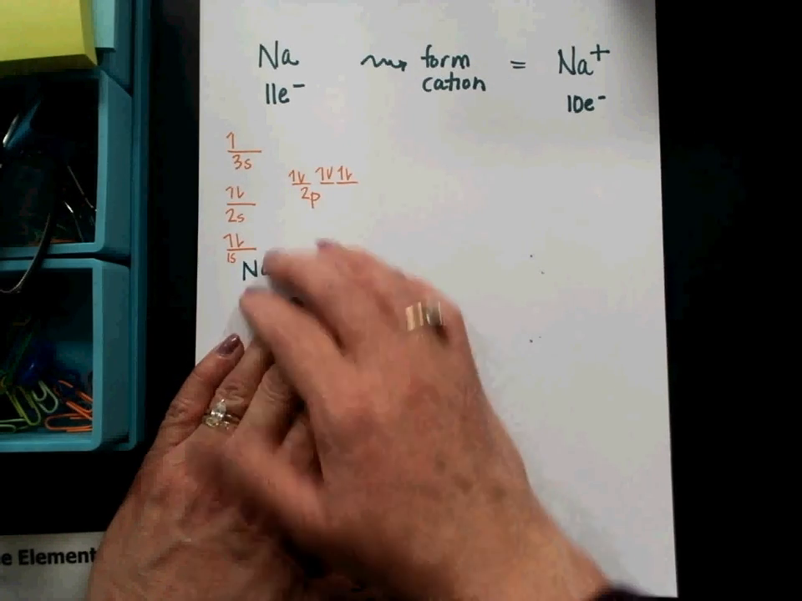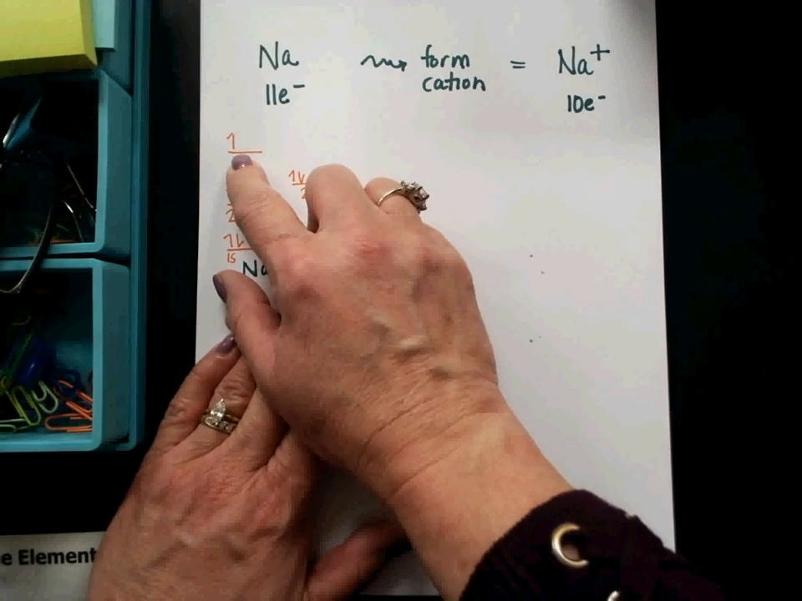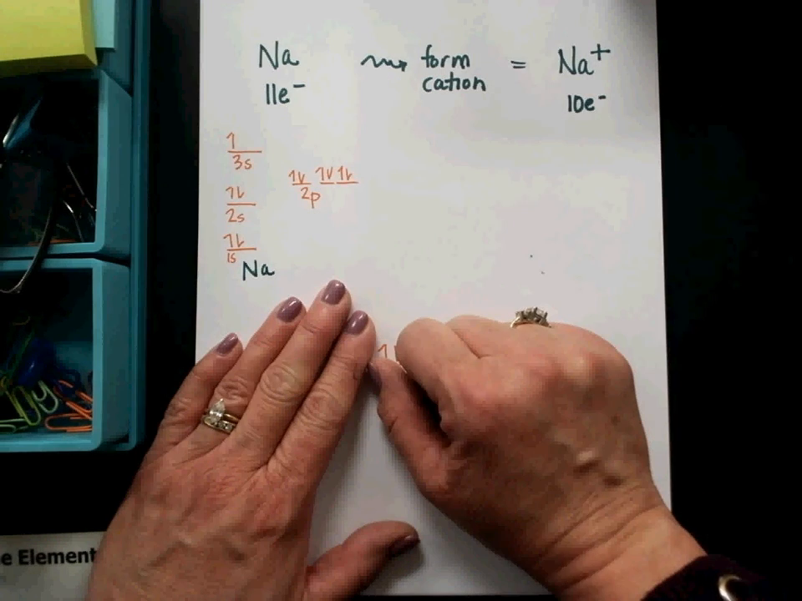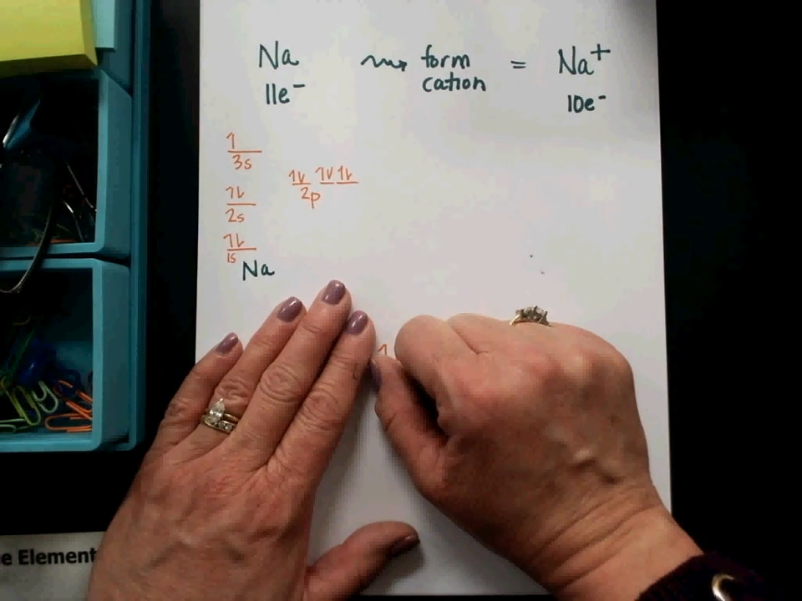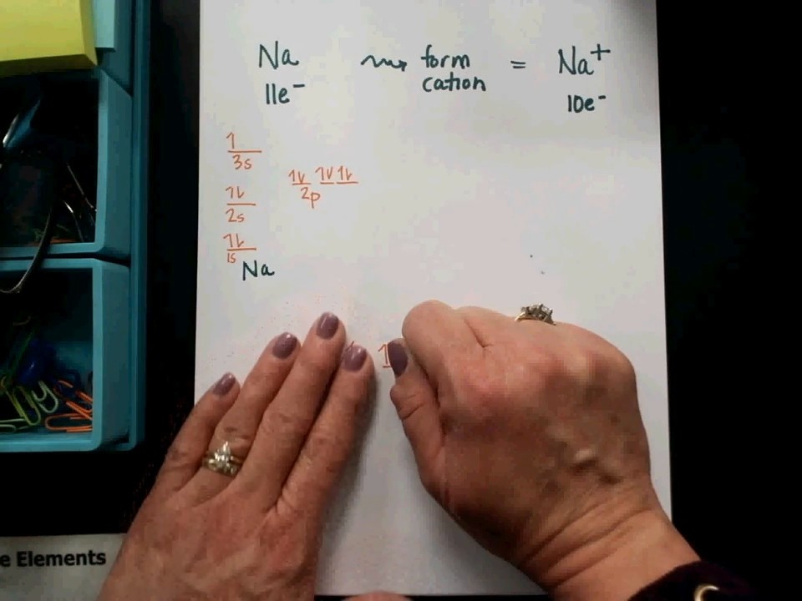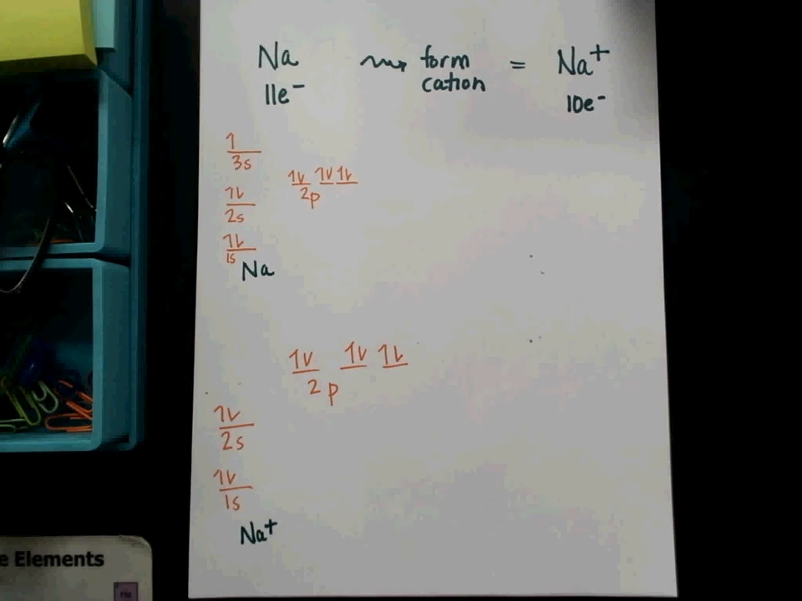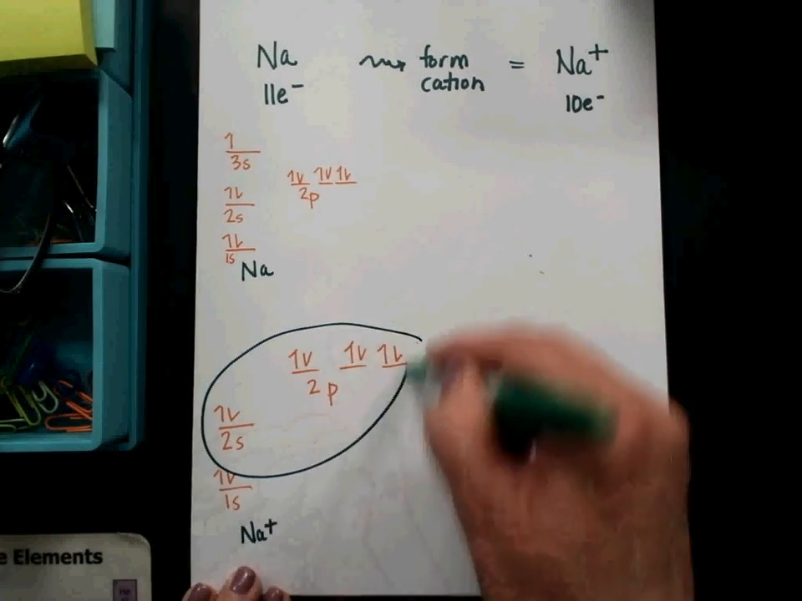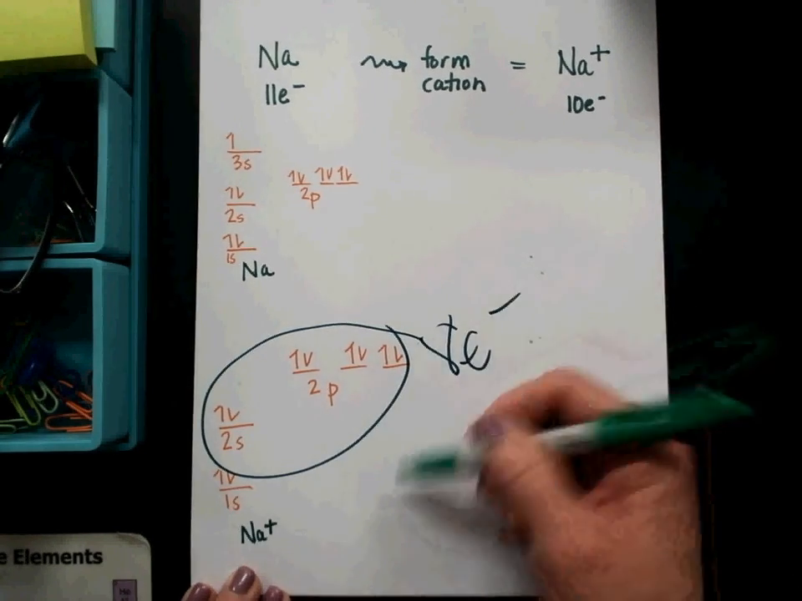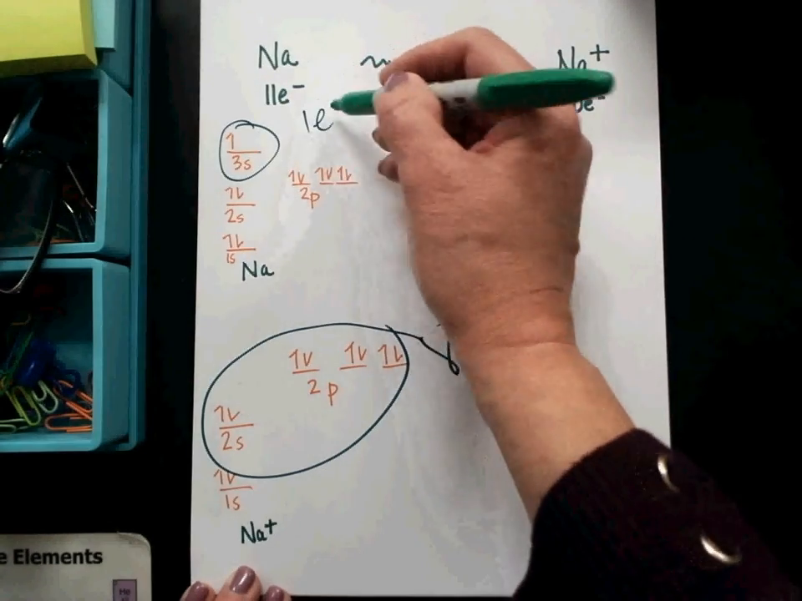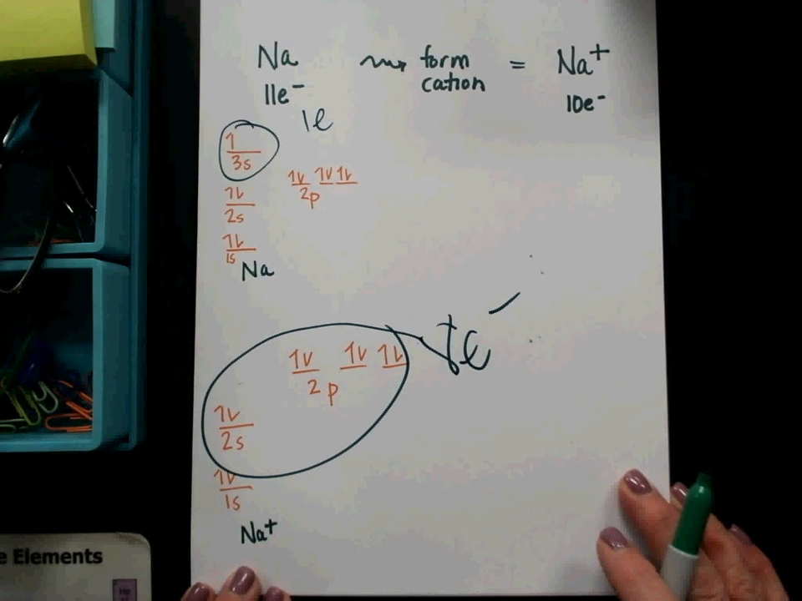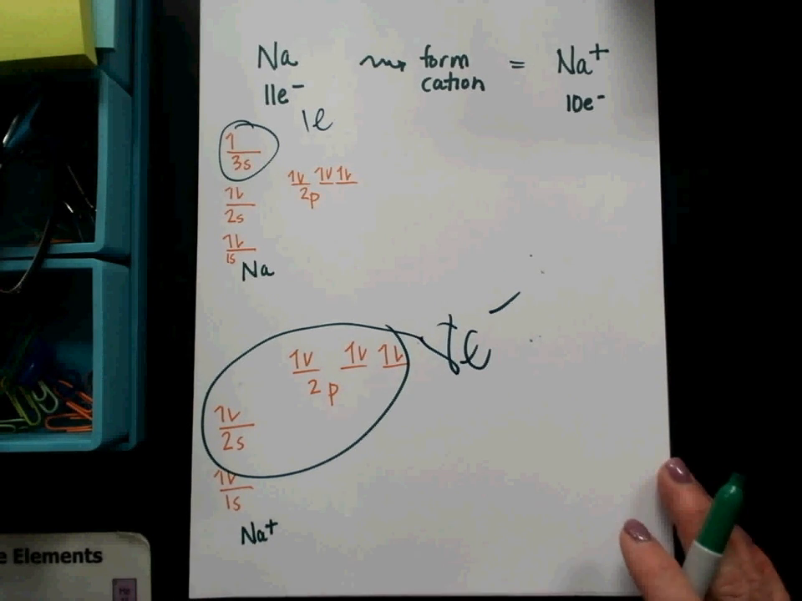So when I look at these guys, here's my normal sodium. Did y'all end in 3s1? Is it easier to give this guy up to get an outer shell or to go find 7? Give it up. So what do I do when I form an ion? Give it up. I have 1 less electron. Do I have a full outer shell here? I have 8 electrons, right? Up here, I only have 1. I'm not happy with that.